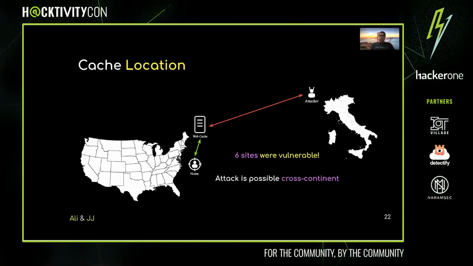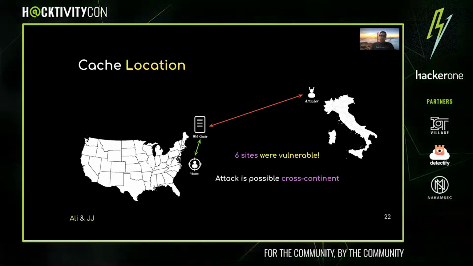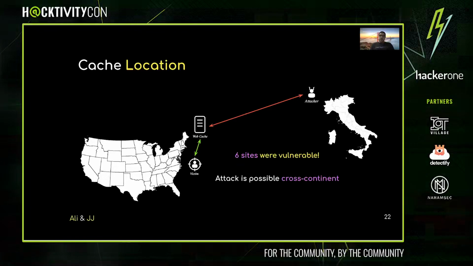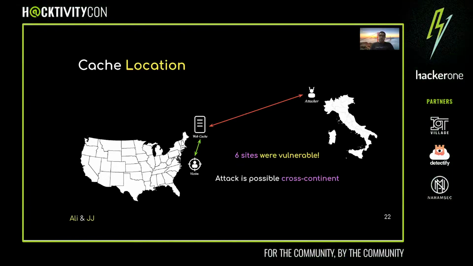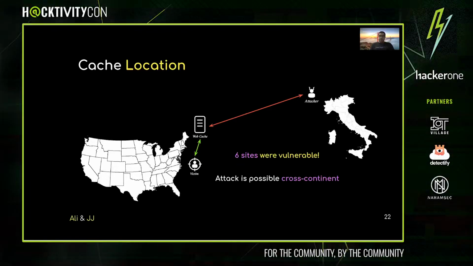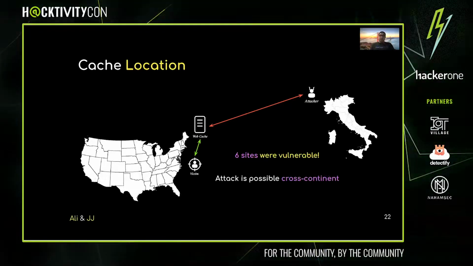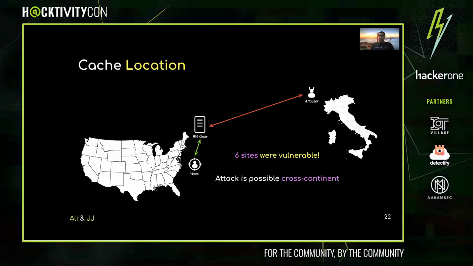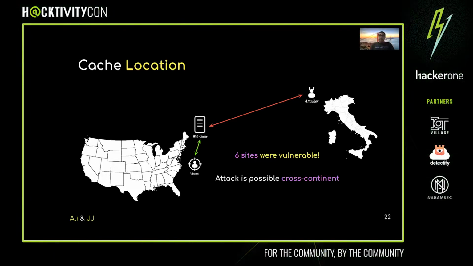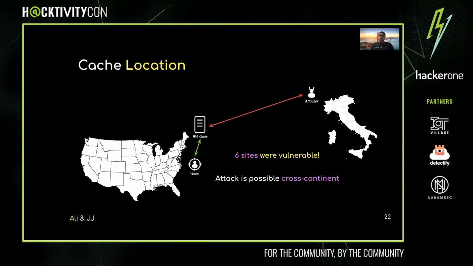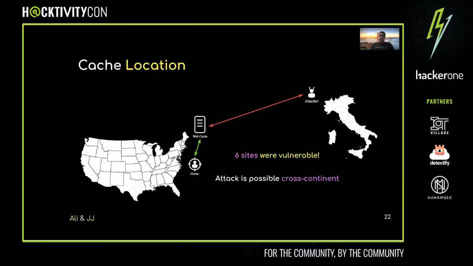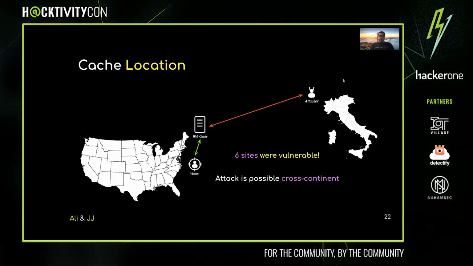a web cache server, which is close to a user from Boston, United States. And as an attacker, we tried to load that content in Italy, the city of Trento. And interestingly, we saw that there were 6 websites where we were able to get the content of the cached resource that was requested by the victim, which shows that the attack can be possible even cross-continent.